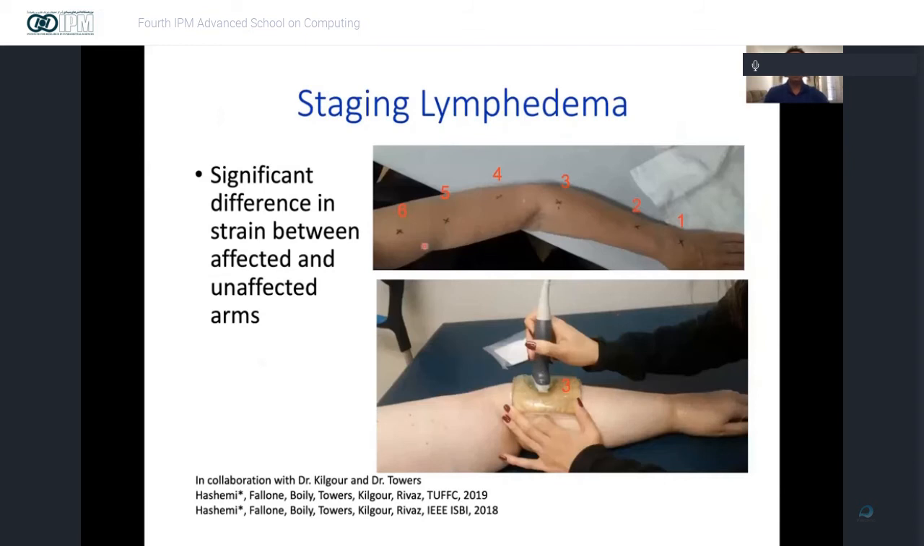So we imaged patients. In breast cancer related lymphedema, whichever breast was treated during surgery or radiotherapy, the same arm develops lymphedema, right? So the patient has two arms, an unaffected arm and an affected arm. We imaged them with ultrasound elastography, and we saw significant changes between the two arms in terms of the elasticity of the tissue.